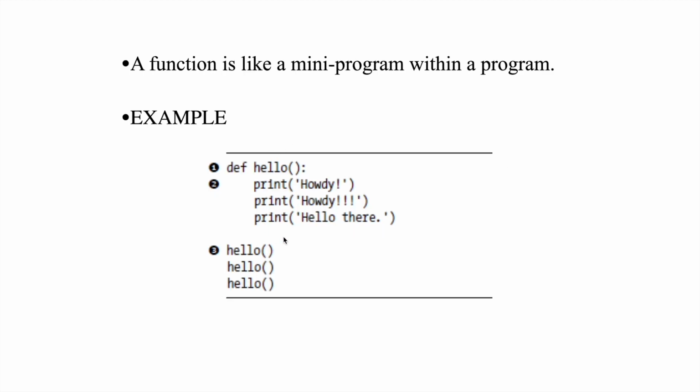So how many times are you calling the function hello? You are calling the function hello 3 times. So you define the function hello, the body of the function hello contains three print statements, and you're calling the function hello 3 times. So this print howdy, print hello there, these three print statements will be repeated 3 times. So 3 times means total how many print statements? 9 statements will be printed. Total 9 statements, 3 into 3. 3 print statements for 3 function calls. 9 print statements will be executed.